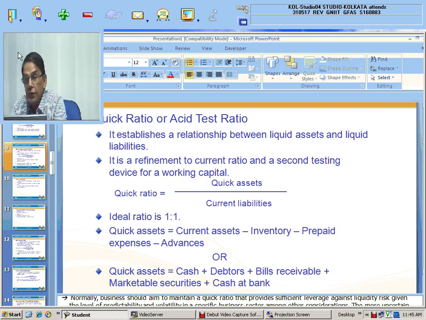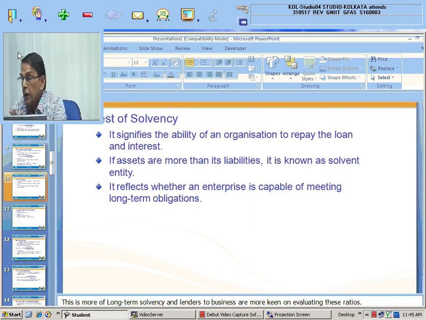Now we come to what we call solvency ratios. The liquidity ratios are basically short-term solvency ratios. Now we are talking of solvency ratios, the test of solvency. It signifies the ability of an organization to repay the loan and interest. If assets are more than the liabilities, it is known as a solvent entity. If the company's assets are more than the external or outside liabilities, it is a solvent entity. The company will be able to pay off the external providers of funds. It reflects whether an enterprise is capable of meeting long-term obligations.